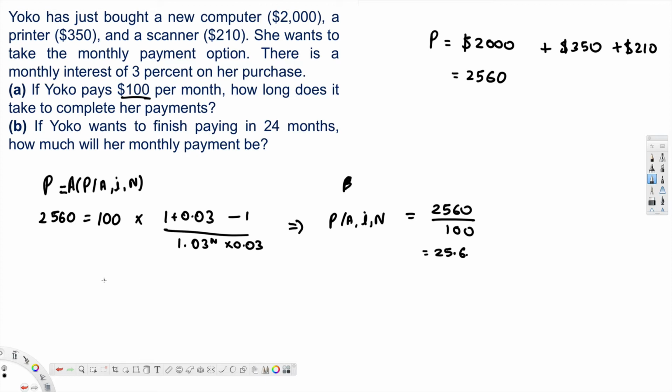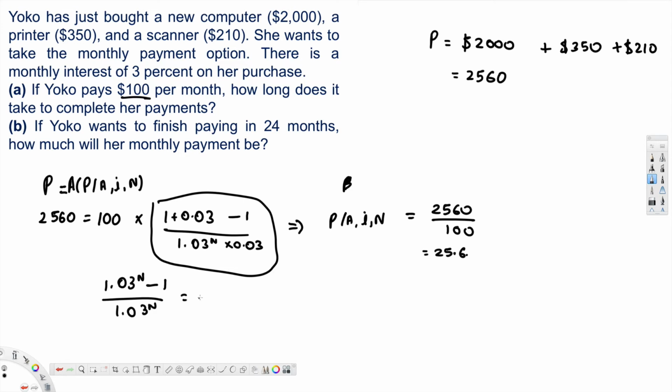And if we simplify this equation, (1.03 to the power n minus 1) over (1.03 to the power n) is equal to 0.768. So n is equal to 49.427, and this is the month, 49.427. Now there's another method you can use to find this one.